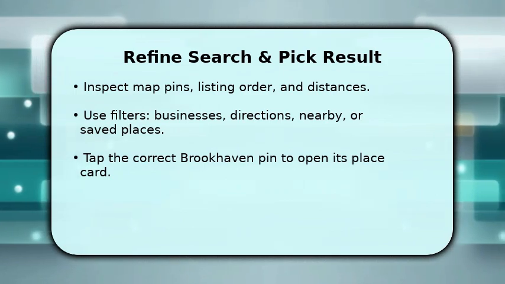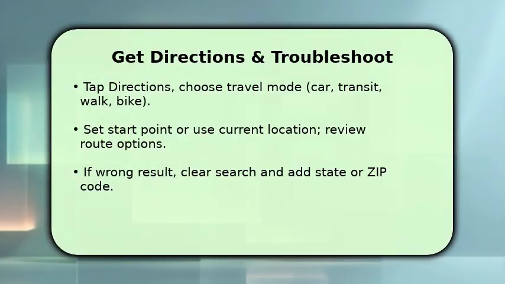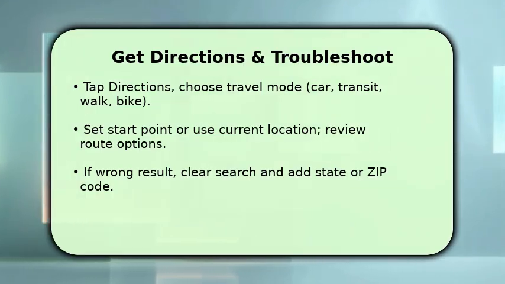Now get directions. Tap directions and pick your travel mode. You'll see ETA, route alternatives, and traffic overlays. Make sure the start location is correct. Use current location or type a different address. Once you pick a route, press start to begin turn-by-turn navigation.